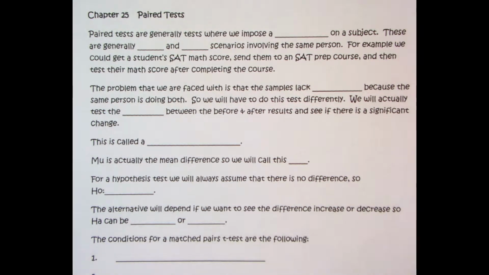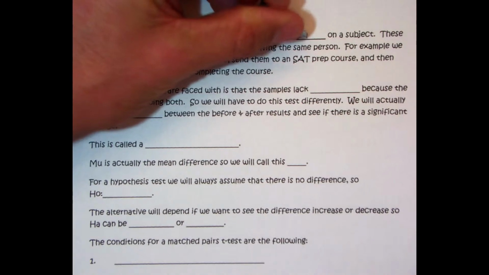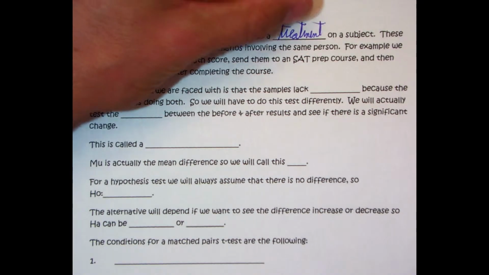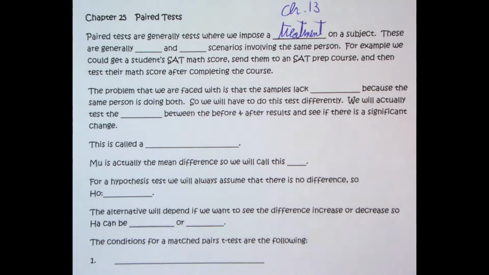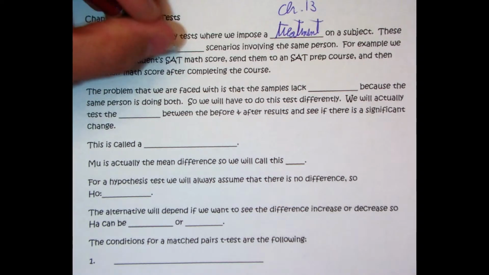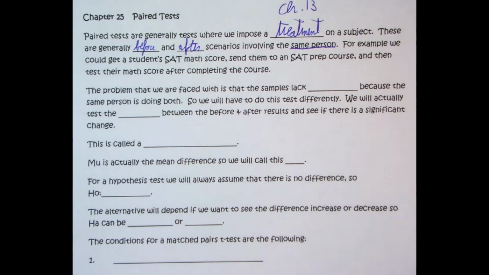Okay, so here we go. Paired tests in Chapter 25 are generally tests where we impose a treatment on a subject. Well, if you remember, where we imposed a treatment on a subject was in Chapter 13 when we did experimental design. These are generally before and after scenarios involving the same person. For example, we could get a student's SAT math score, send them to an SAT prep course, and then test their math score after completing the course.